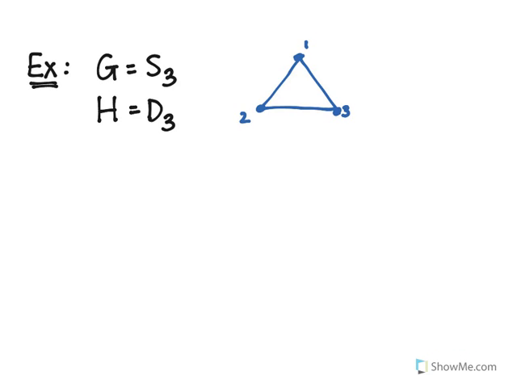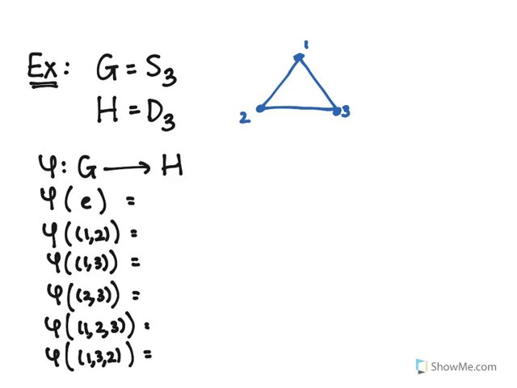So for this example, let's let G be the symmetric group S3, and let's let H be the group D3, which we don't think about all that much in this class, but it's the group of symmetries of an equilateral triangle. I've drawn that equilateral triangle here for you in blue and picked a way to label its vertices just for convenience.